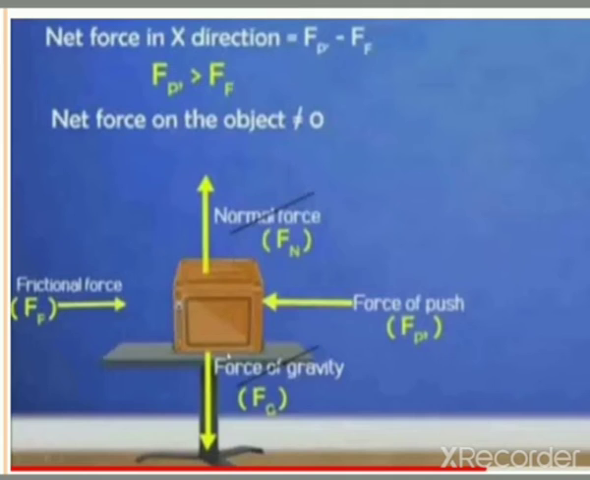Net force in X direction is equal to force of push minus force of friction. When we see here, force of push is greater than the force of friction, which means the net force on the object is not equal to 0 at this time. Why? Because you got the help of your friend to push the box and you applied more force. So this time the two forces cannot cancel each other, and the net force is not equal to 0. Such type of forces is known as unbalanced forces.